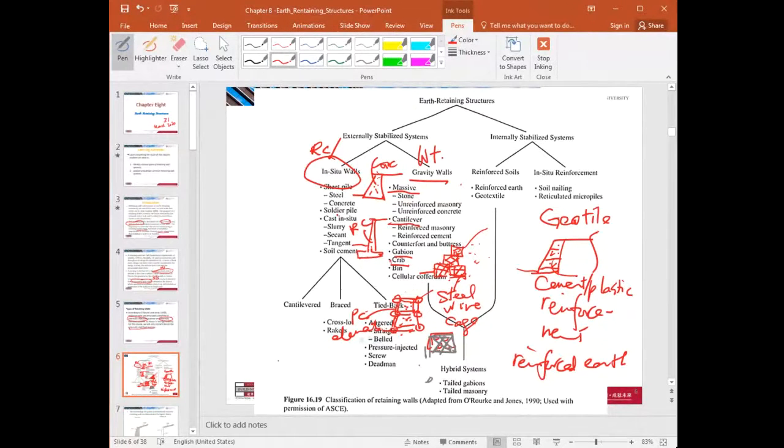Now, on the other hand, you may have the in situ wall. Well, you may have steel sheet piling. You have the steel section, the steel sheet piling. By interlocking the individual pieces of steel sheet piles, you can build up a very high and thin retaining wall. Of course, you have to drive the sheet pile deep into the ground.